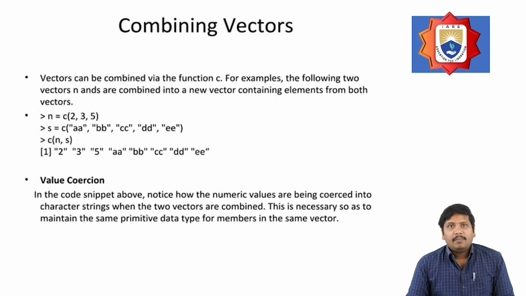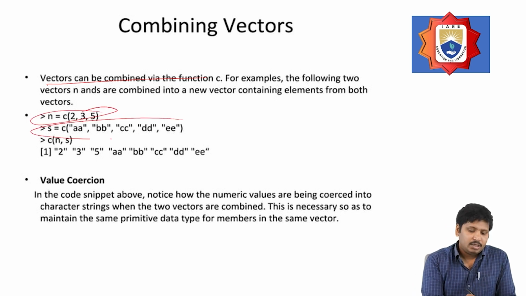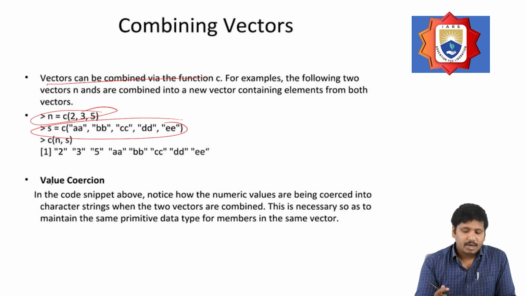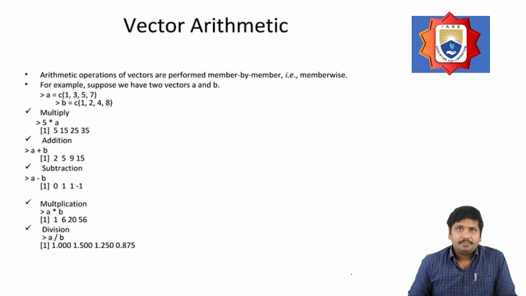So next, how are we going to combine two vectors of different values? In R programming, vectors can be combined by making use of the c function. So one is an integer vector and the other is a character vector. How can you combine them by making use of this c function? By making use of this c function, you can combine an integer vector and a character vector as well. But the values inside the vector should be of the same type.